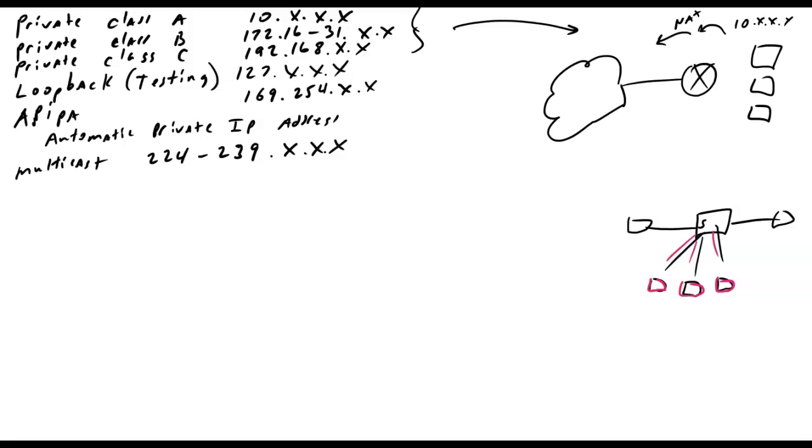The next one would be the experimental class E, and these are 240 and on, 240 to 255 dot anything. Those were reserved for experimental use and are not usable on the internet.